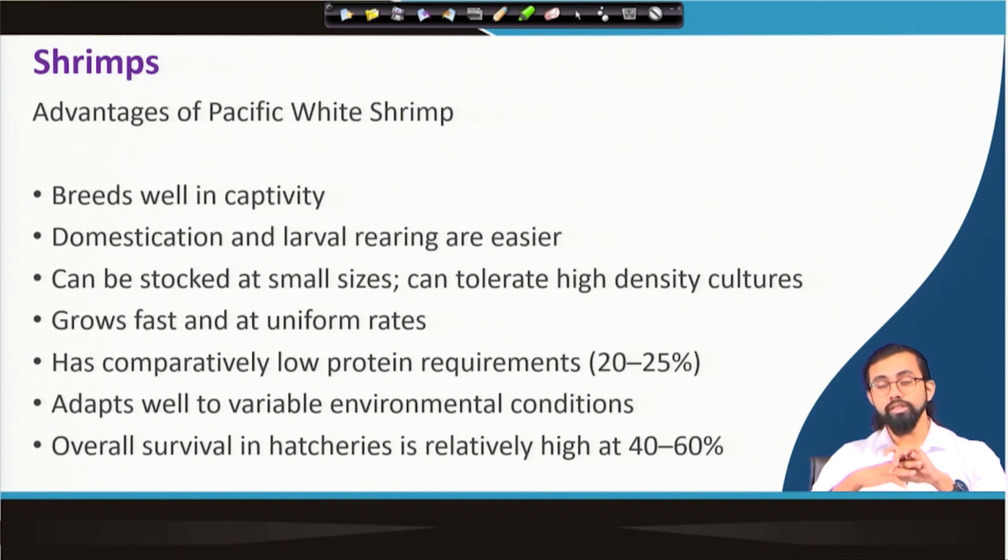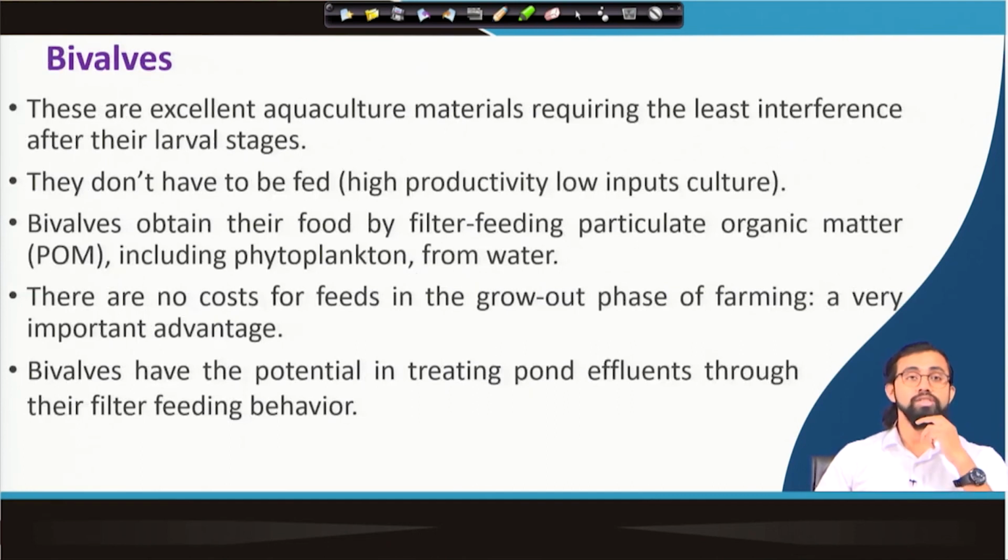In the fish feed that you are providing, the protein content is one of the major costs associated with the feed. So that also can be minimized with this kind of Pacific white shrimp. It can adapt well to variable environmental conditions, as I already mentioned. Overall survival in the hatcheries for this kind of shrimp is relatively high, around 40 to 60%. Second thing is bivalves.